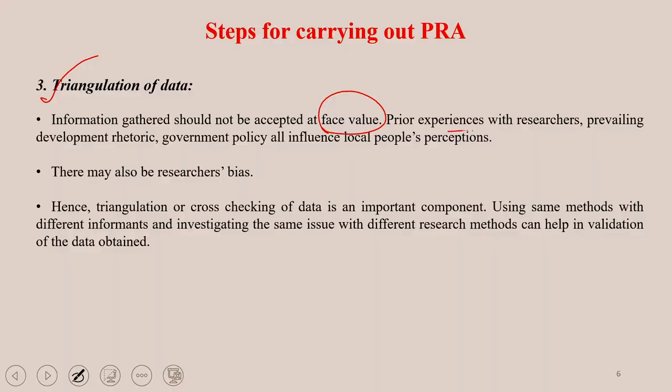Prior experiences with researchers, prevailing developmental rhetoric, government policy, all those things influence local people's perception. We need to keep that in mind while carrying out the PRA exercise. Okay? There may be some biases from the researcher's end also, because we also go with some expectation, some predetermined thought process. So these also need to be kept under control. Hence, triangulation or cross-checking of data is a very, very important step in carrying out a successful PRA.